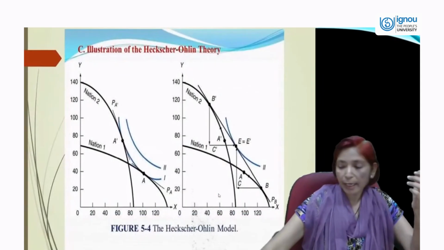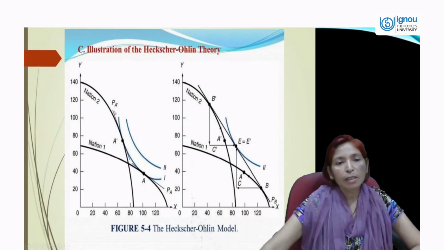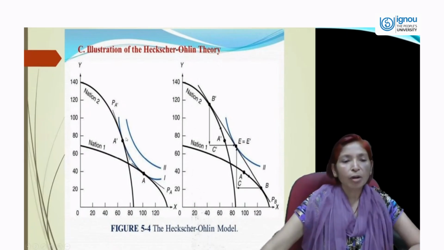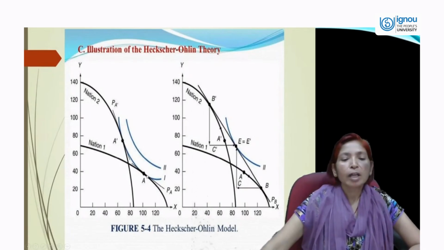This is also explained with the help of this diagram. Here, two nations' production possibility curves are given. This PPC curve is for nation 1, and this production possibility curve is for nation 2. And this is the indifference curve, where the indifference curve is tangent to these PPC curves. This indifference curve touches nation 2's curve at A dash point and nation 1's at A point. So these are two equilibrium points where both nations can get advantages by doing international trade.